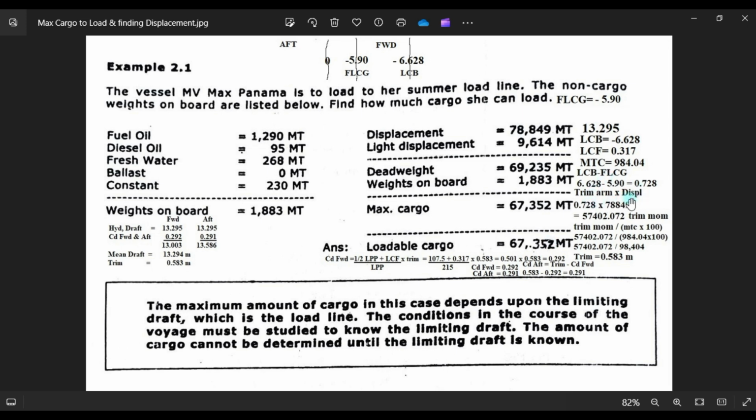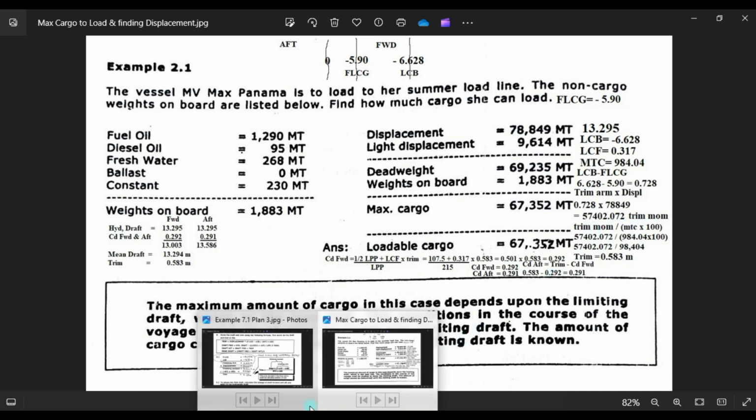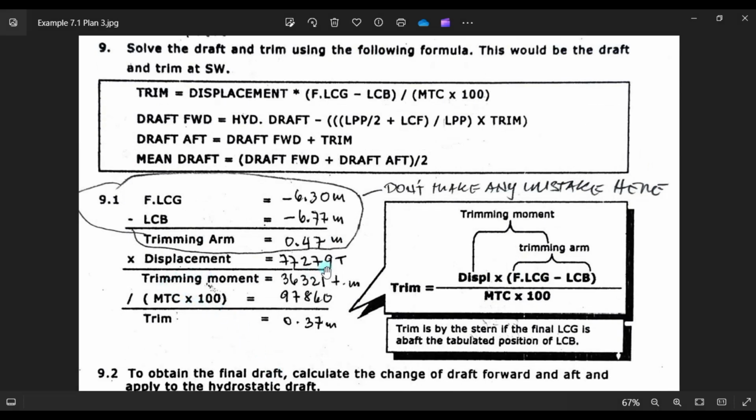Now you take this trimming arm and multiply it by your displacement. Trimming arm is 0.728 times your displacement of 78849. If you multiply these two, this will be your trimming moment. The value will be 57402.072. Look again here: trimming arm times displacement will be your trimming moment.